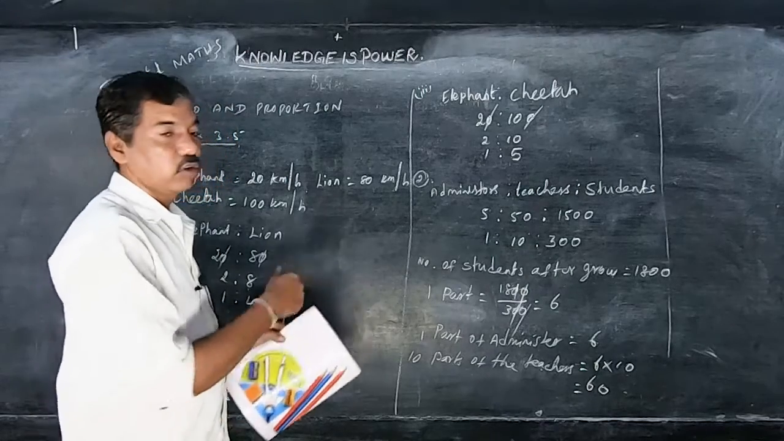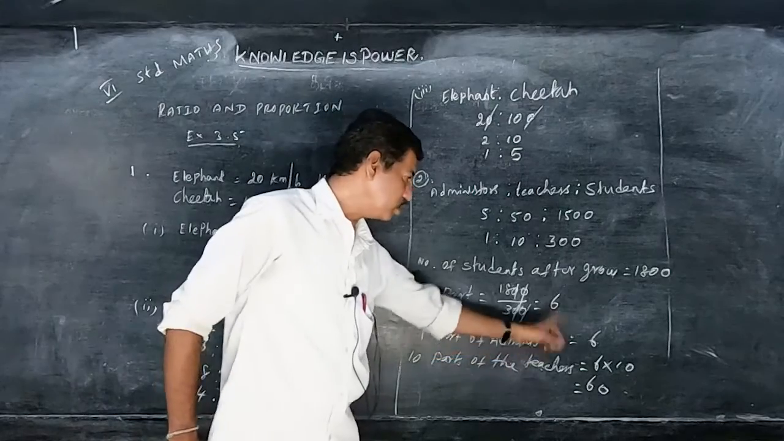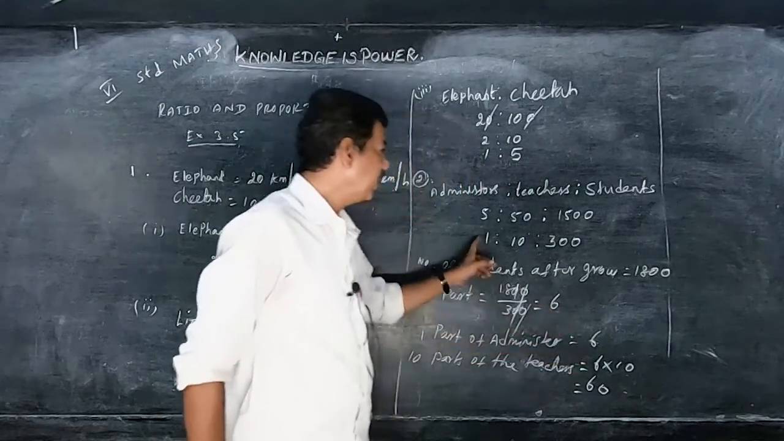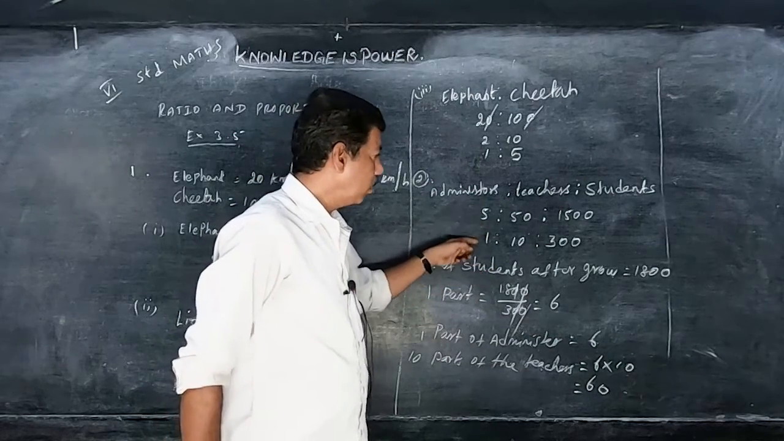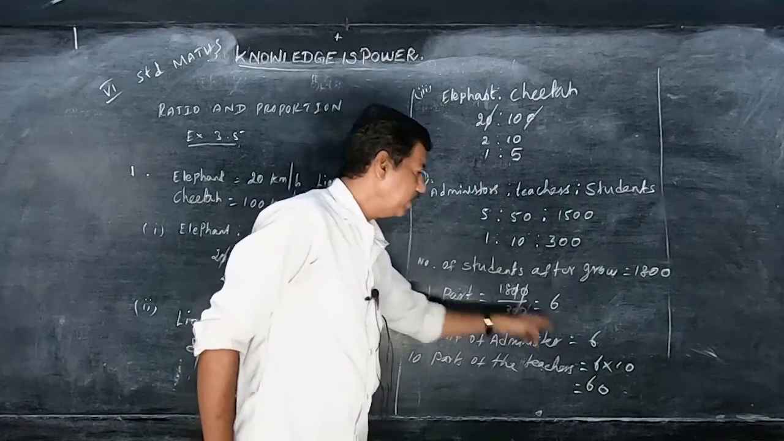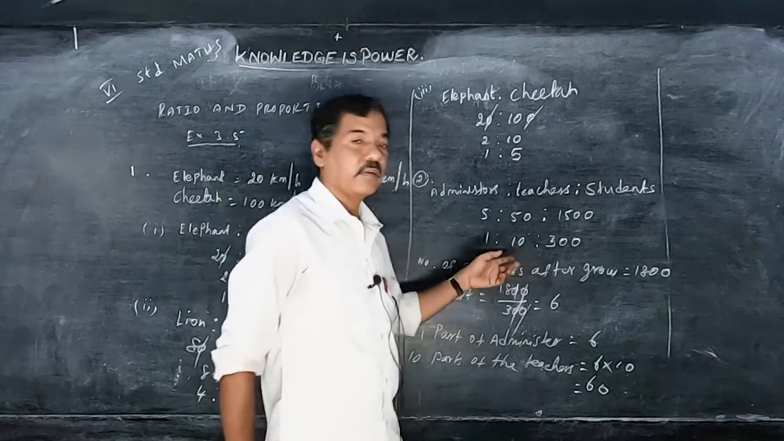So you follow these two questions. Okay. So our answer is right. One part of administrator equal to 6. So 10 parts of teachers equal to 60. Why have we converted to 10 here? Right? From 5 to 1 we took 1 part. From 50 we took 10 parts.